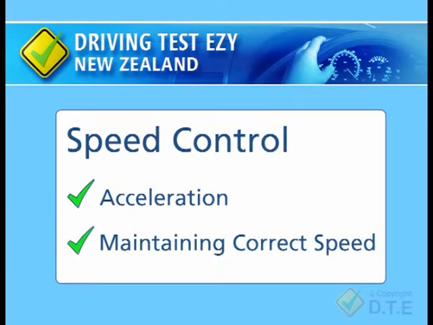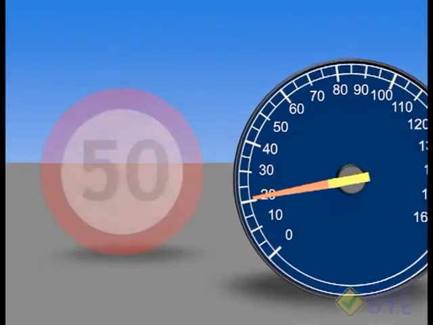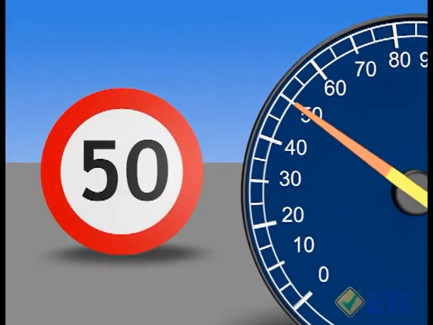Lesson 3, Speed Control. This lesson is designed to outline important facts about controlling your speed correctly during the driving test. In this lesson, we will focus on acceleration and maintaining correct speed. Let's begin with maintaining the correct speed. Let's say the maximum speed limit for the area is 50 km per hour.